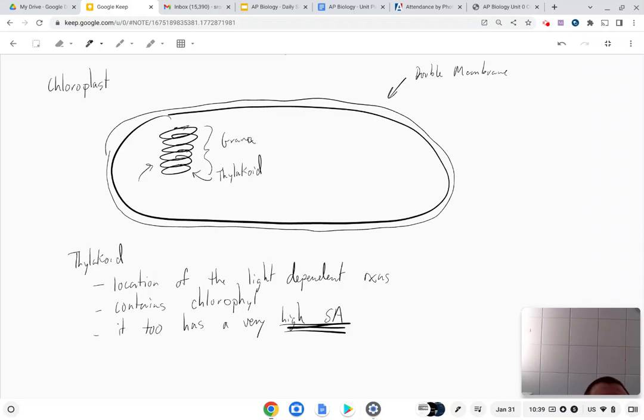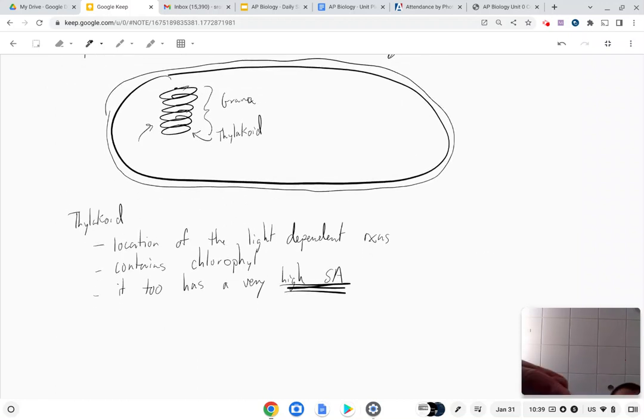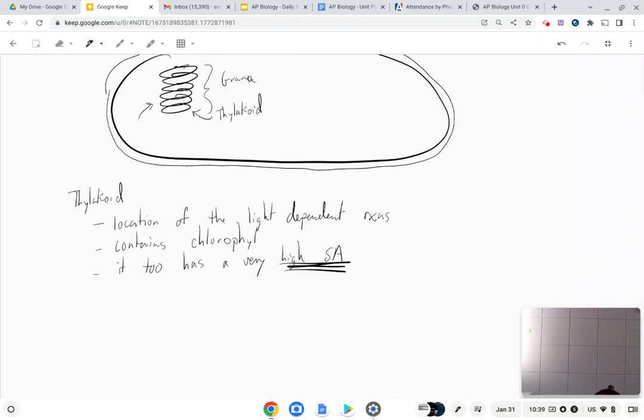This will make more sense when we zoom in on the thylakoid, which we're going to do right now, actually. So go ahead and take, like we did before, we're going to zoom in on an individual thylakoid, and we're going to draw what that would look like if we zoomed in. So you can do your little thing again if you want.